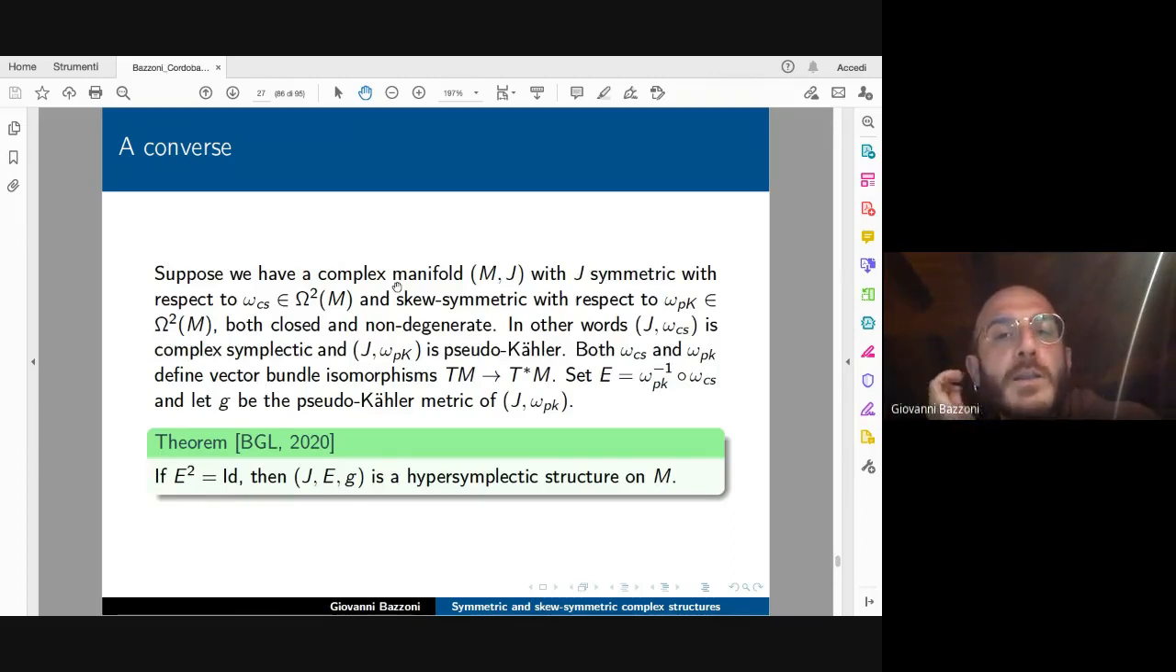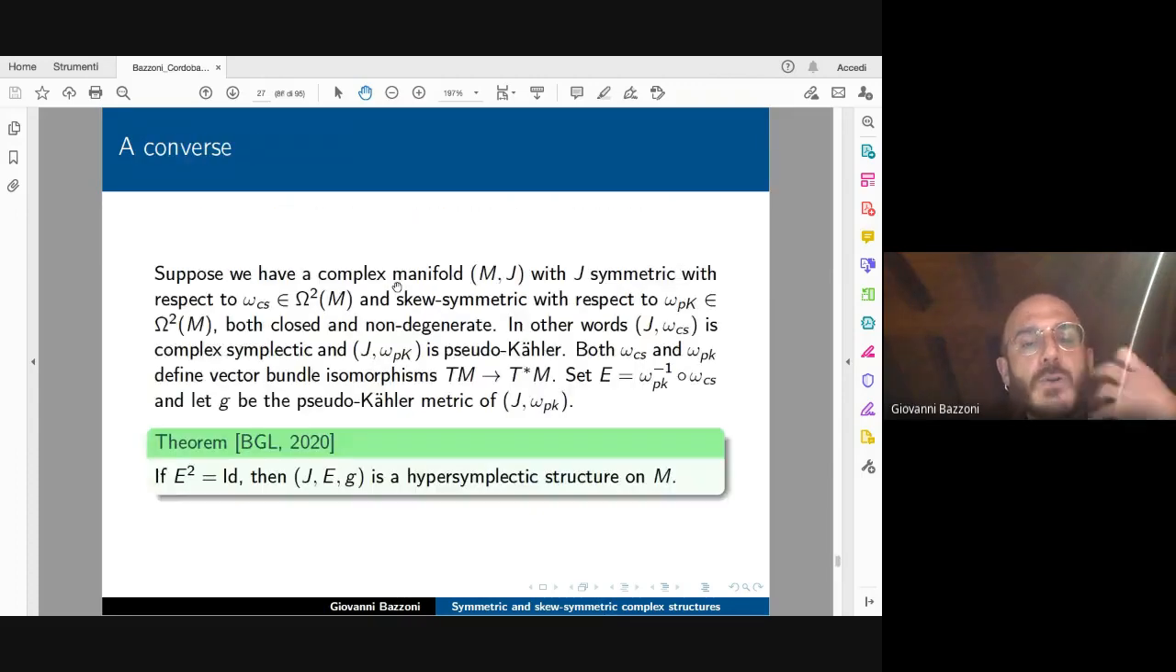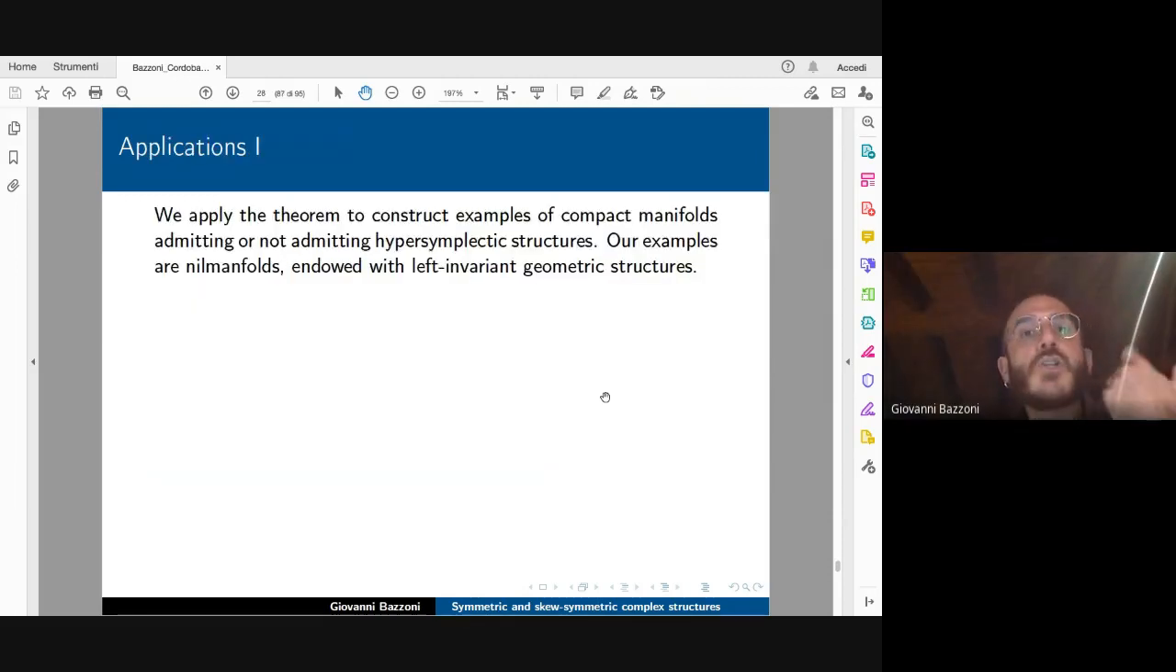So just by this small compatibility condition, as soon as E squares to the identity, then you have a hypersymplectic structure. This is a powerful way to construct examples, because you can start with this setting. You have a J, you have omega_CS, you have omega_PK. You check whether E defined this way squares to the identity, and if that's the case, then you're hypersymplectic. So for example, we can give an application to examples of compact manifolds, which of course will be nilmanifolds, which admit or not hypersymplectic structures.